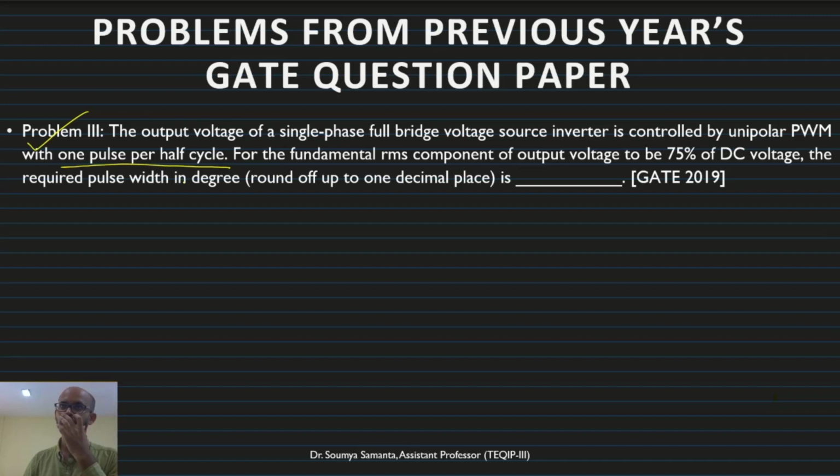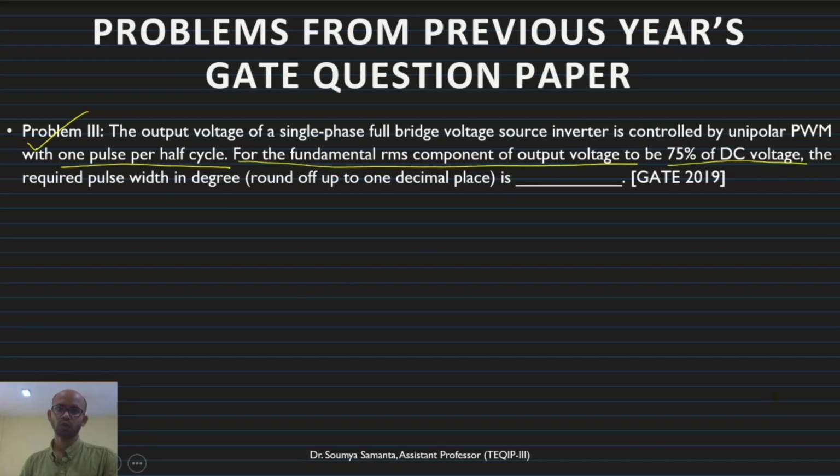The fundamental RMS component of the output voltage is 75% of the DC voltage. So we have to find out the fundamental component peak value. Then from the peak value, we have to go to the RMS component. Once we find out the RMS component, that RMS component with respect to the DC voltage is 0.75 or 75%. The required pulse width in degrees, rounded to 1 decimal, is to be found.